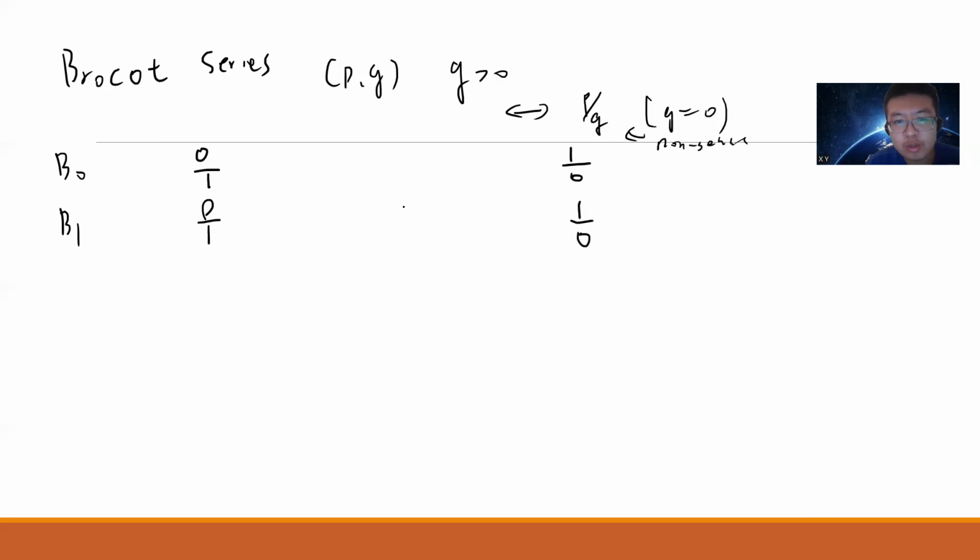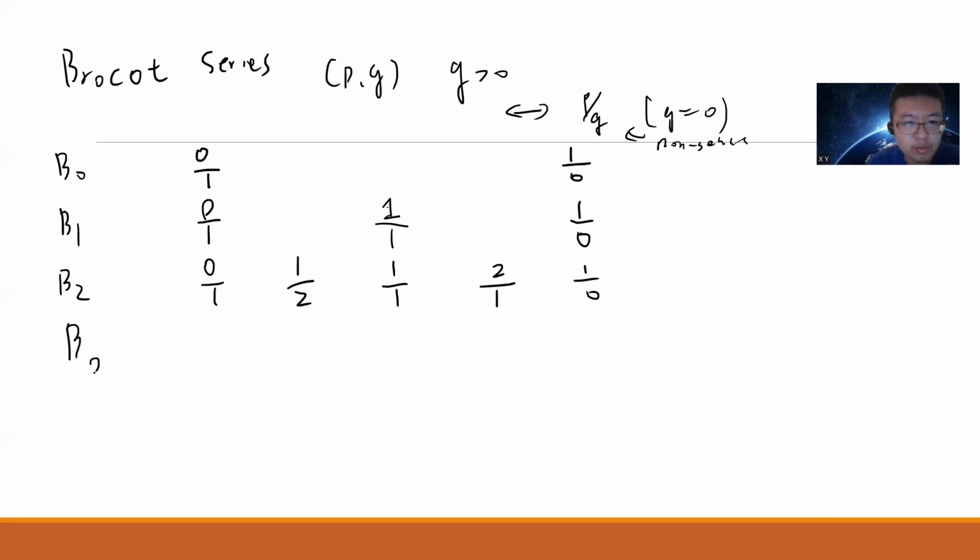And the middle numerator I define to be the sum of the left and right: 0 and 1 sum to 1, and 1 and 0 sum to 1. So the 1 is just the sum of the left and right, and I can define B2. So 0/1, 1/1, and 1/0, and then for the middle ones, I get 1/2 and 2/1. So you can view B2 as having numbers 0, half, 1, and 2.